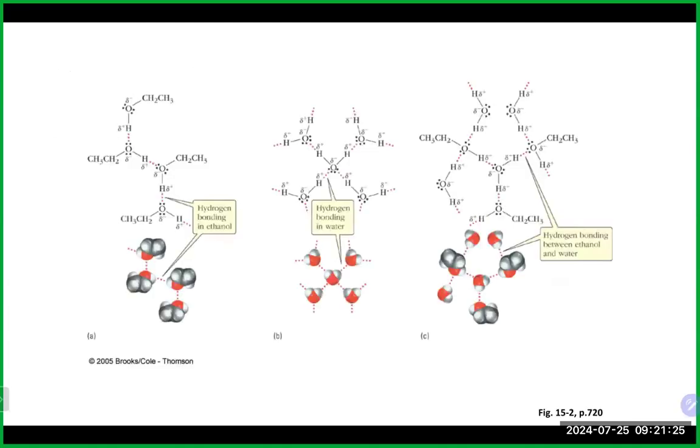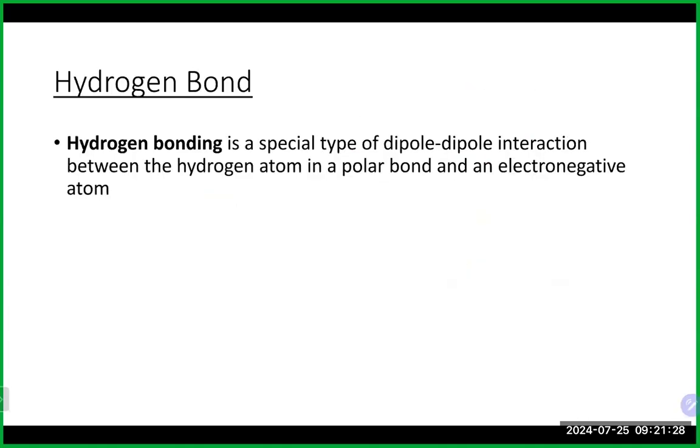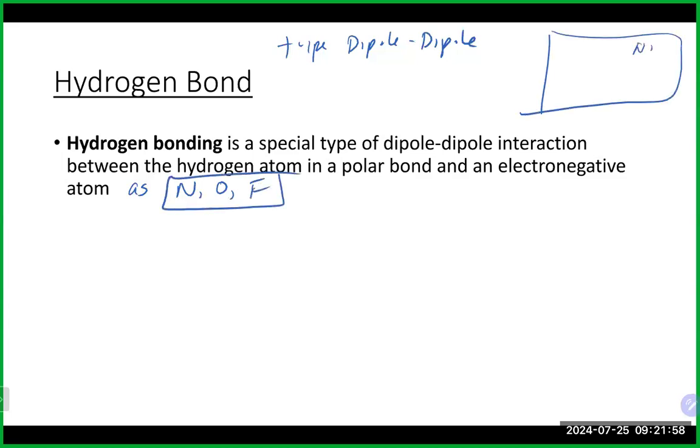Now, another type of intermolecular force, which is a really important force, is hydrogen bonding. And it really is a type of dipole-dipole interaction. In order for you to have hydrogen bonding, you need to have a bond between a hydrogen atom and a polar atom, such as our friends nitrogen, oxygen, or fluorine. So if you look at the periodic table, nitrogen, oxygen, fluorine is up on top. Those are the three most electronegative atoms, right?